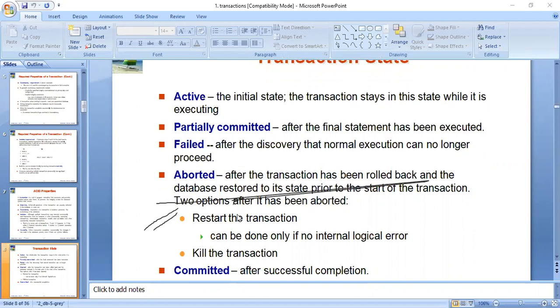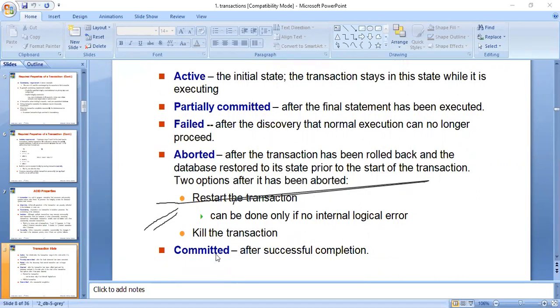Now, when the transaction has failed, it will be aborted. Aborted means the transaction comes to its initial state or the transaction will be cancelled. And next, committed. Committed means when the transaction has been executed successfully and finally it is saved in the database. That is called the committed state.